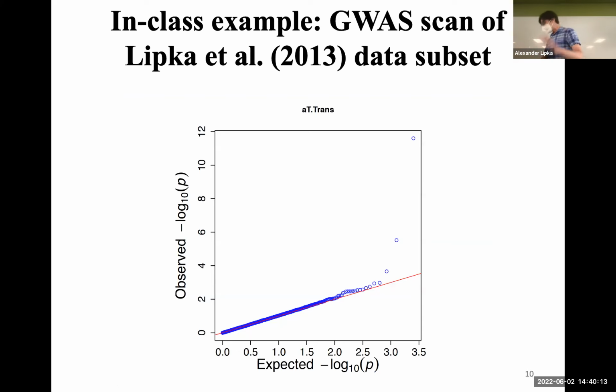Now, let's say that we did what we're about to do in a second. We read in all the data, we ran GAPIT, and we're done. So the first thing you want to look at is the QQ plot. Now, how many of you have seen QQ plots before?